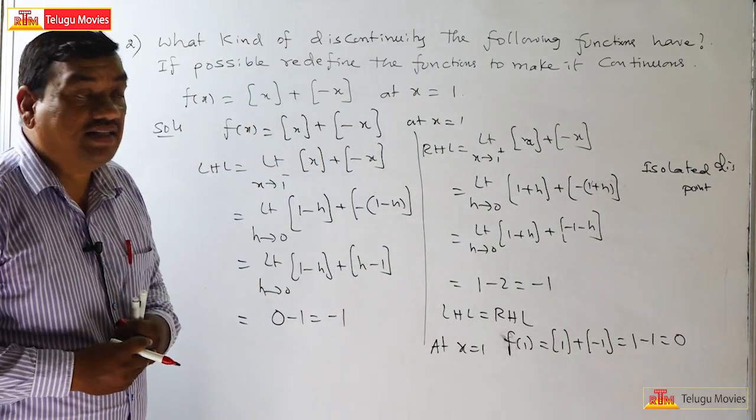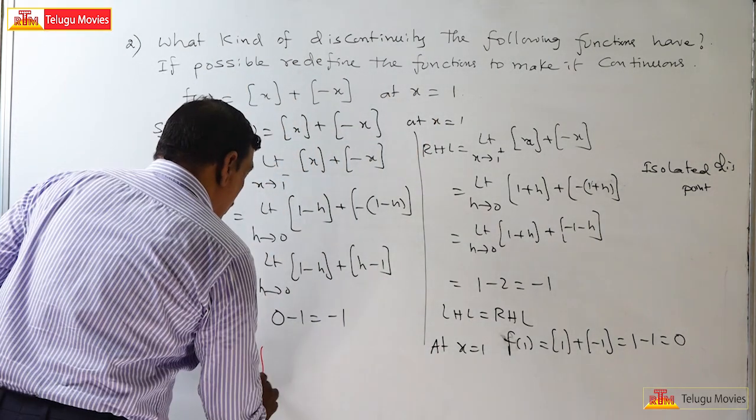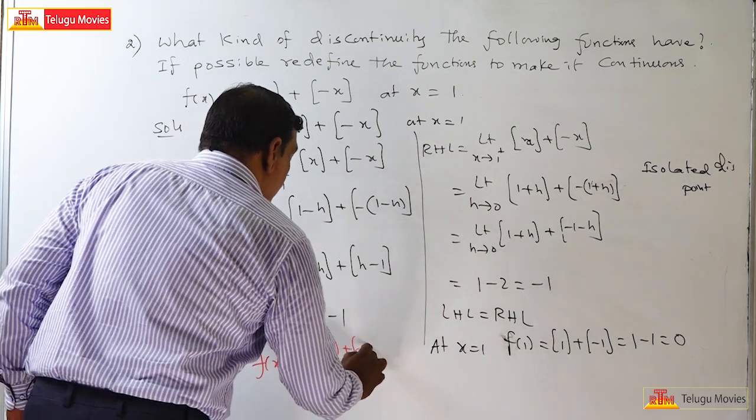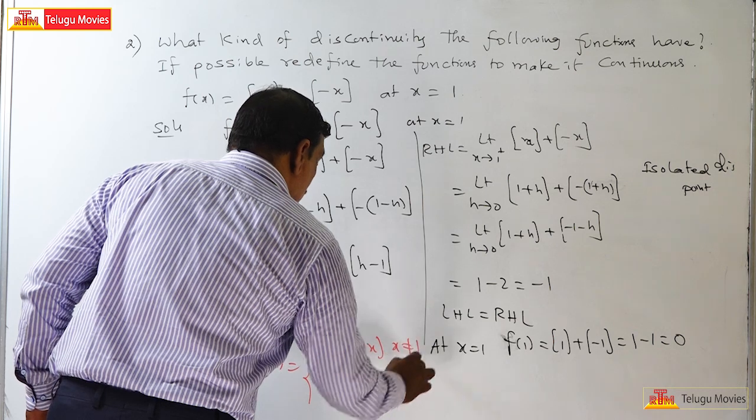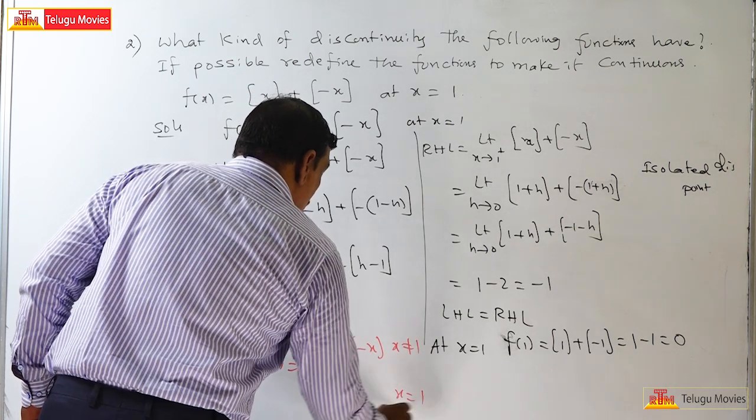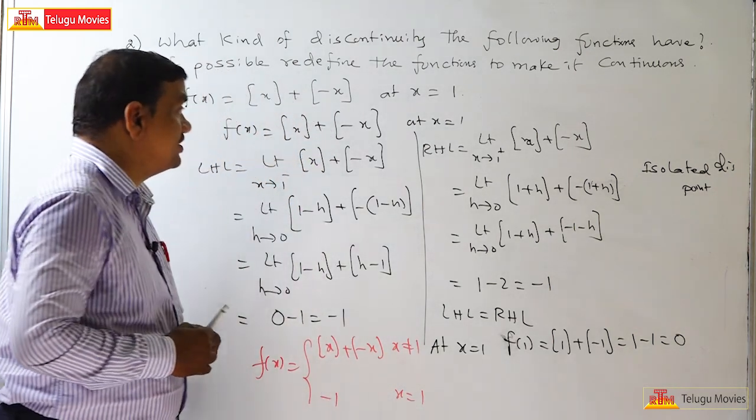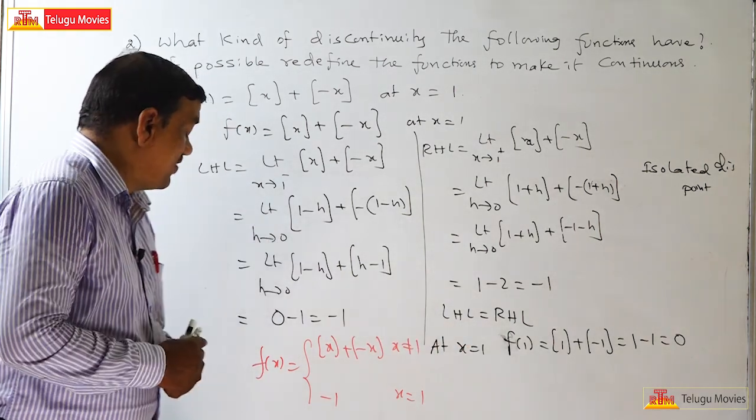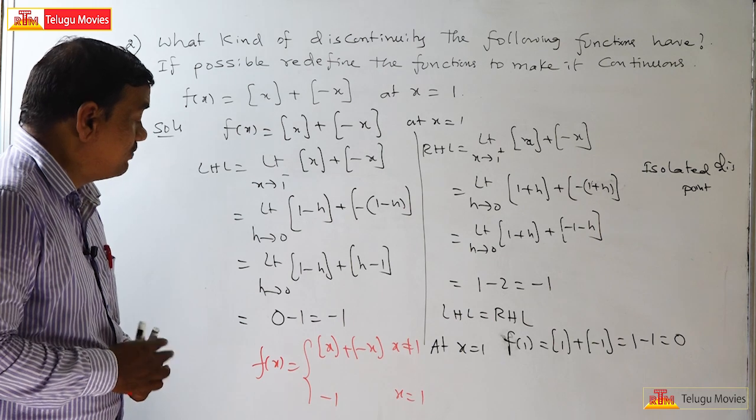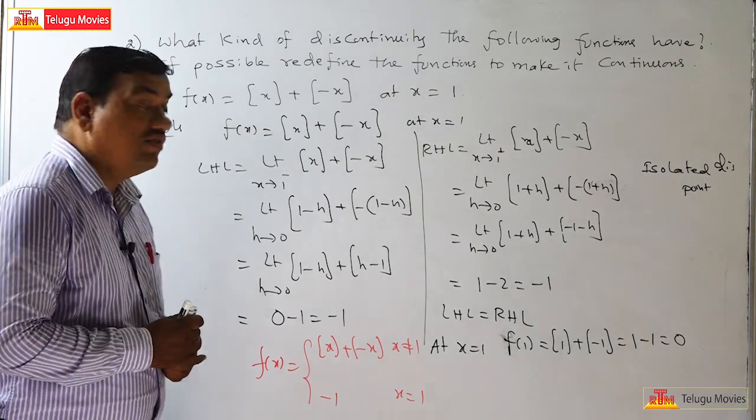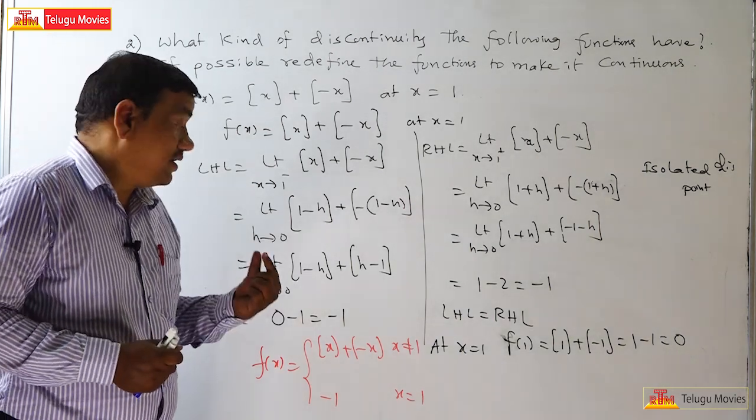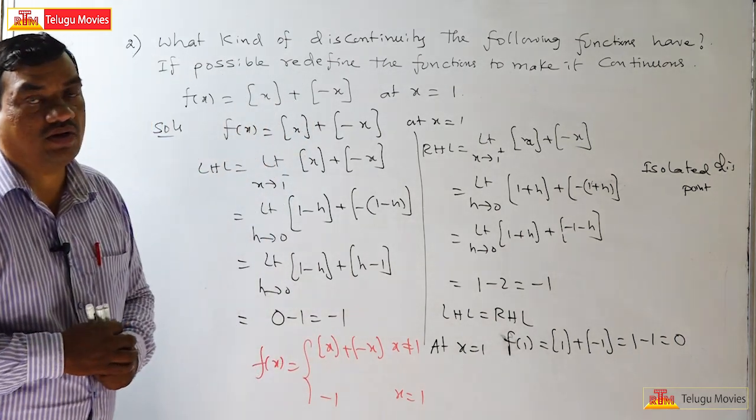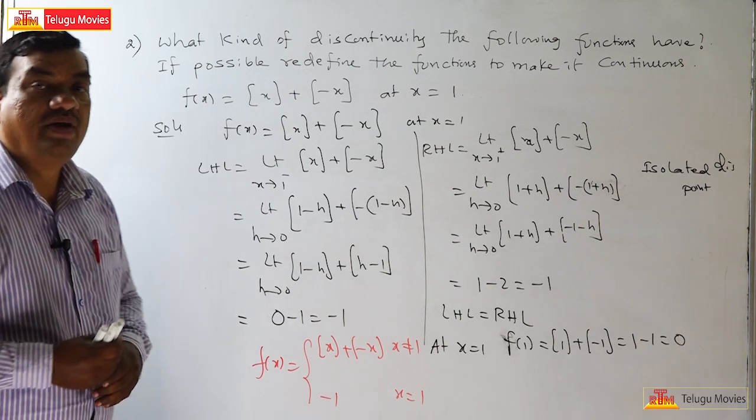We can define this function like this: f of x is equal to step x plus step of minus x if x is not equal to 1, and if x is equal to 1, it is minus 1. So, if f of x is equal to minus 1 at x equal to 1, then the function will be continuous.